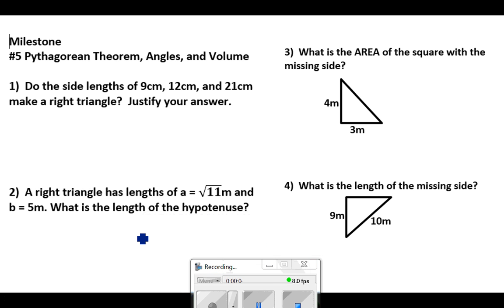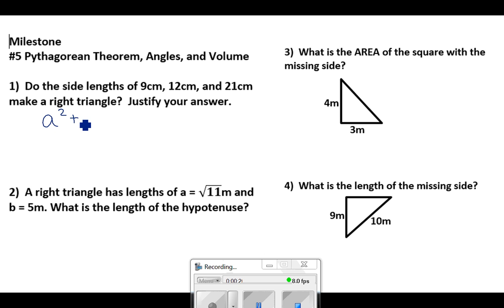This is milestone number 5, Pythagorean theorem, angles and volume. Question 1. Do the side lengths of 9 centimeters, 12 centimeters, and 21 centimeters make a right triangle? Justify your answer. Because we have side lengths and a right triangle, we're going to use the Pythagorean theorem.